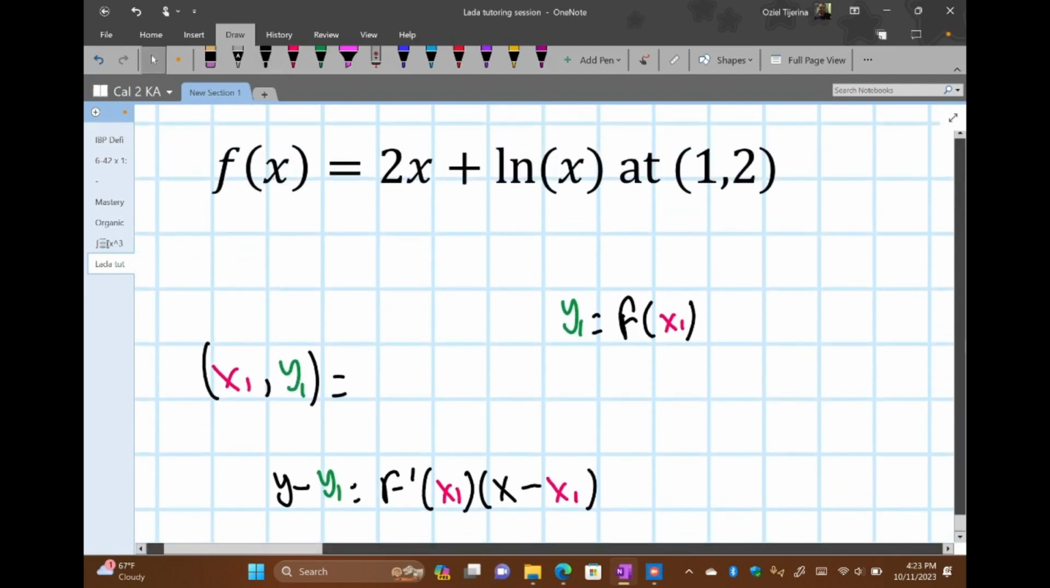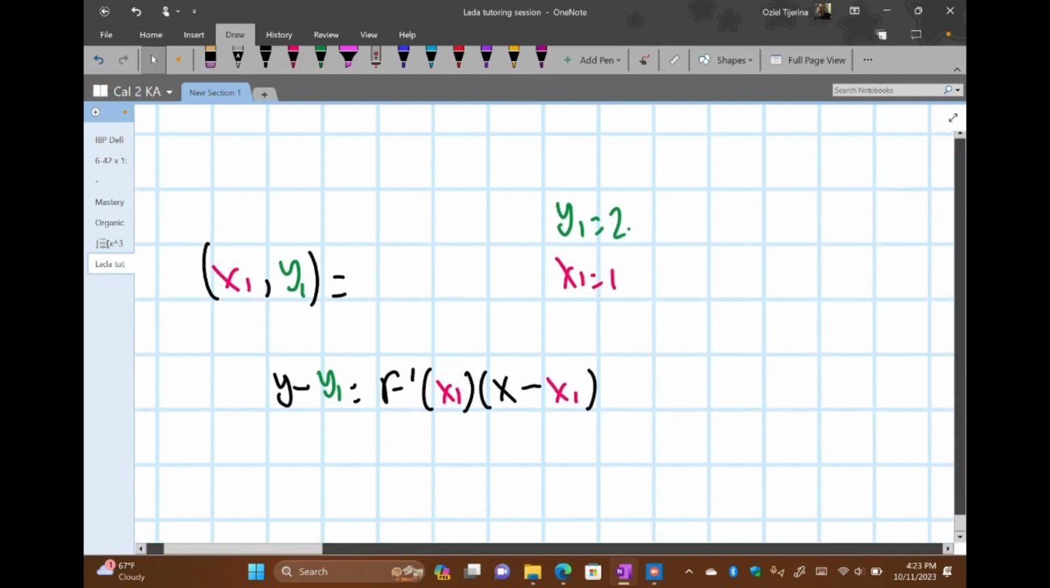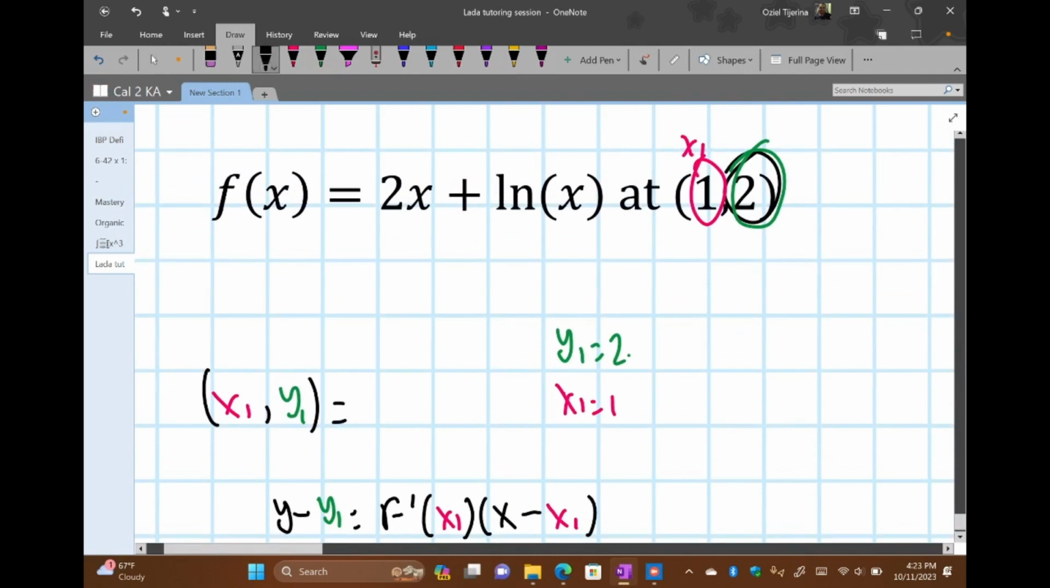So first we're going to figure out what y1 is here. Actually, I'm sorry, no. We already have y1, so we don't really need to find that. y1 is 2, so we state y1 is 2, and x1 is 1. Now we're going to find the derivative.